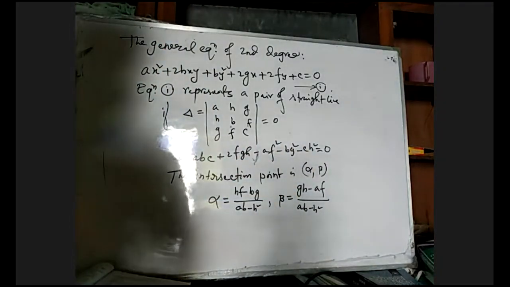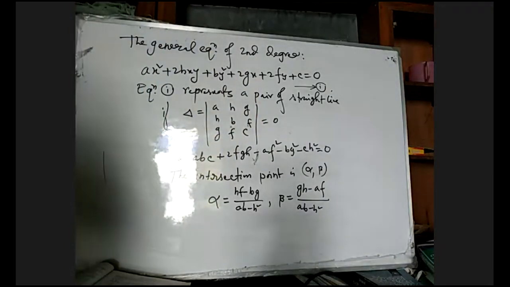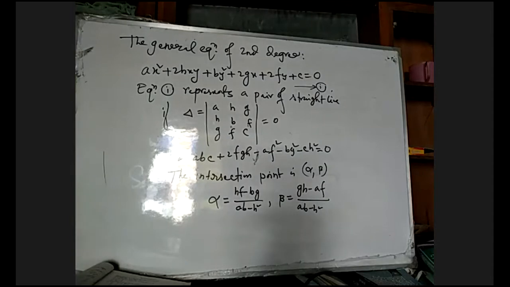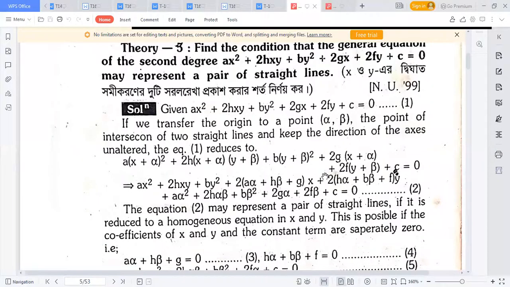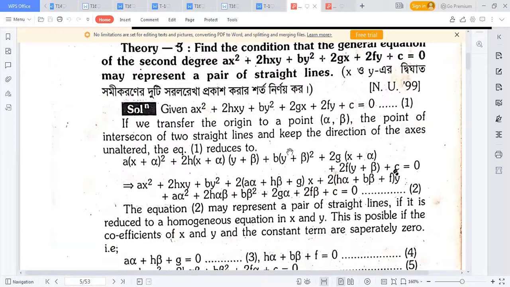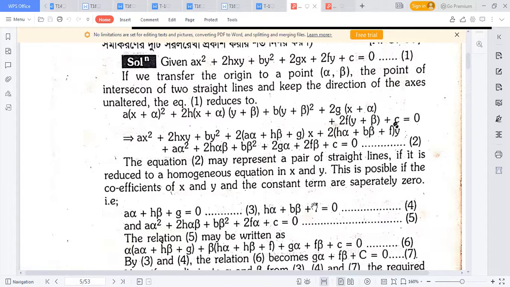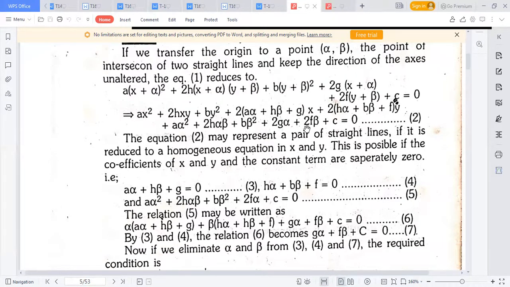We have to use this formula for that, and we have to remember that this determinant will be zero if this equation represents a pair of straight lines. Now, you can see from here, this is the standard equation ax square plus 2hxy plus by square plus 2gx. If we transfer the origin to the point alpha beta, then x becomes x plus alpha and y becomes y plus beta, the shifting of origin process from our previous lecture. Then this equation can be transformed to this. From the coefficient of x we get this one, from the coefficient of y this, and this is the constant term after shifting.